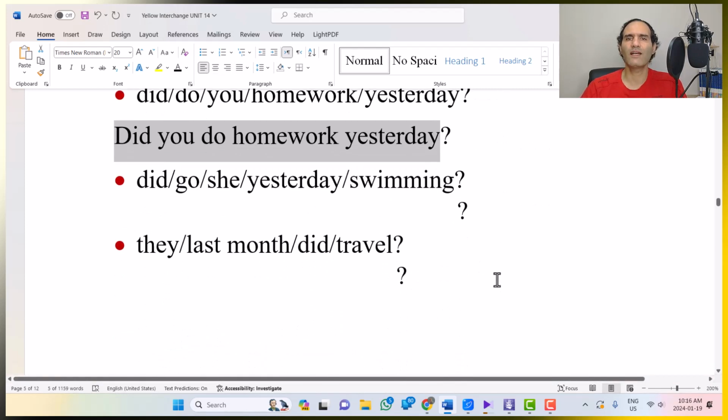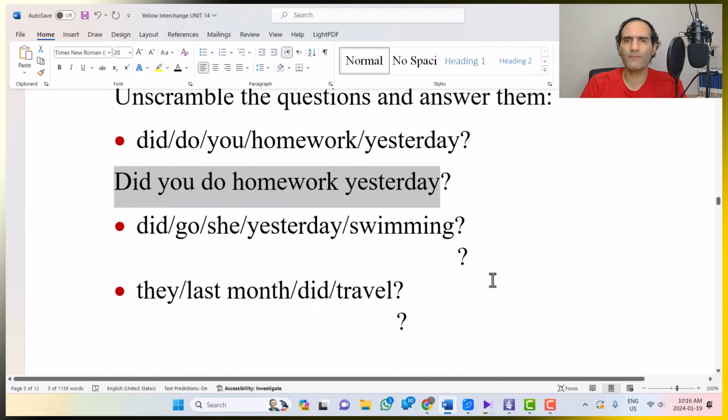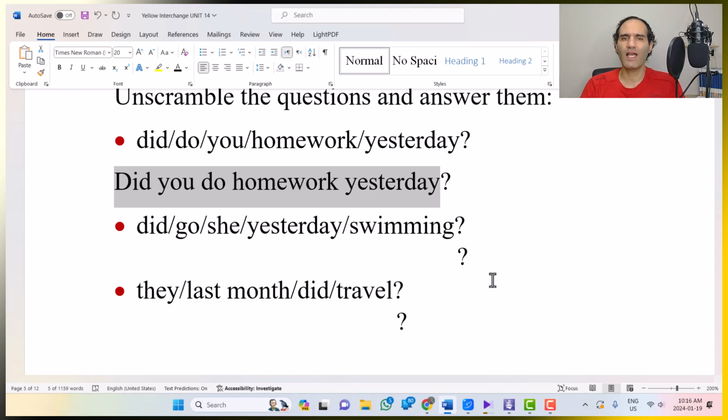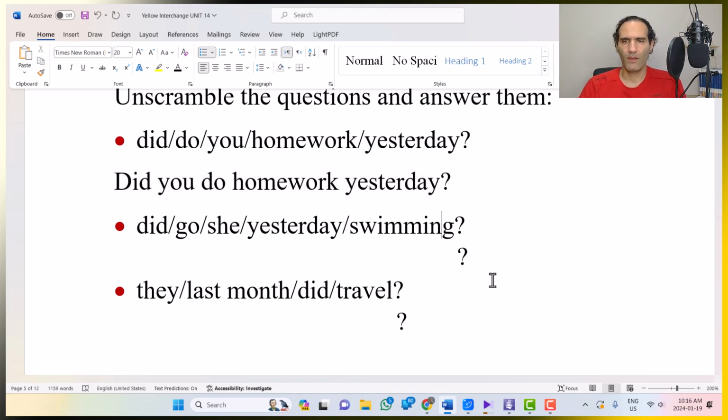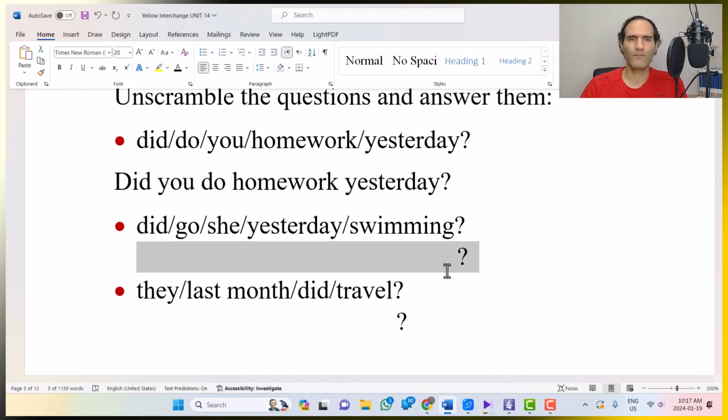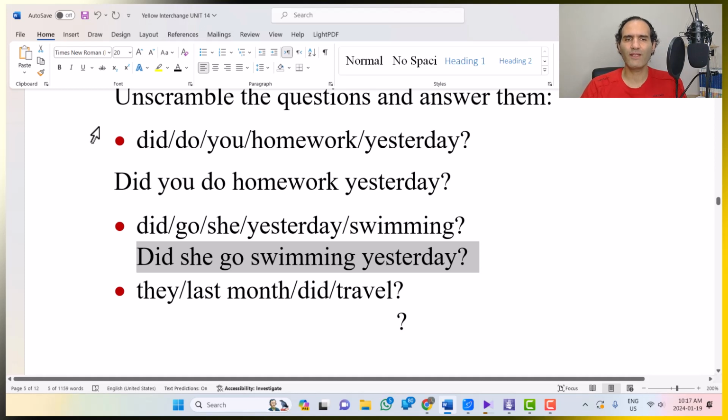Very good. Please answer. Did you do homework yesterday? Yes, I did a lot of homework yesterday. I had some math exercises that I took care of, and also I had some science project. I did all of them. This one, did subject she, verb go swimming yesterday. Yes, agree? Let's. Did she go swimming yesterday?